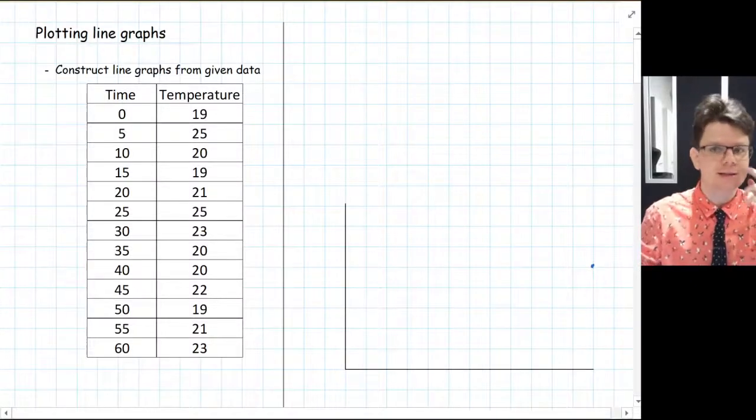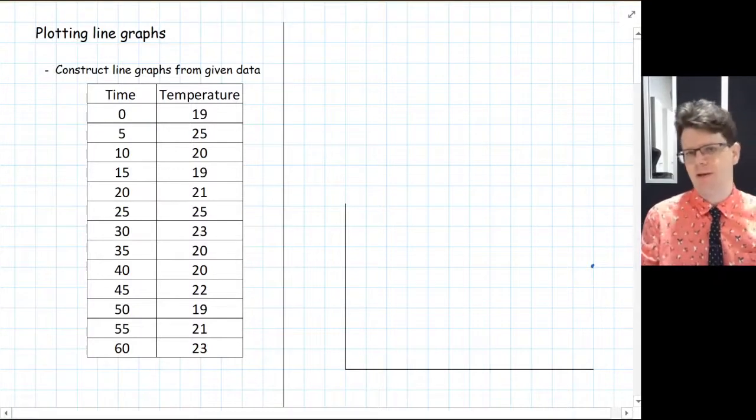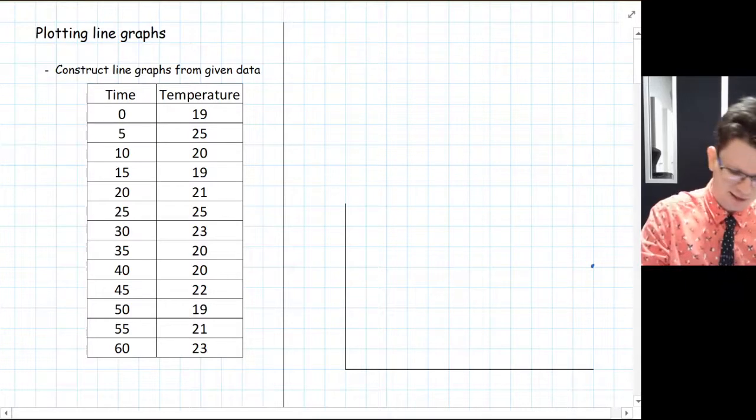Alrighty, so last lesson we were looking at reading line graphs. This lesson we're going to be plotting line graphs, making them for ourselves. So first thing you're going to need is a set of axes.